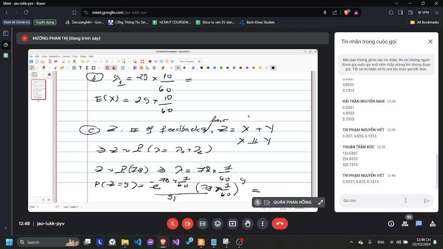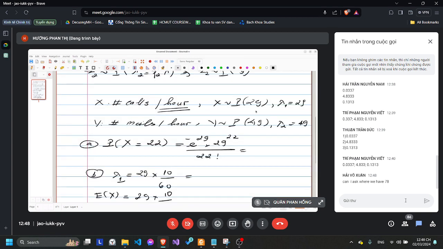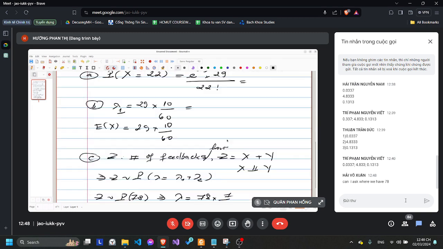Is this okay, everyone? Is it clear for you? Everyone, is it clear for you? It's okay. Can I ask where we have 78? Okay. Z follows a Poisson distribution with the new lambda equal to lambda 1 plus lambda 2. Lambda 1 is 28 and lambda 2 is 49. Okay, so I have 78. Is it okay? Võ Xuân Hải.